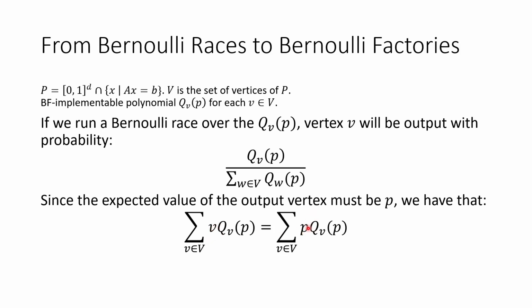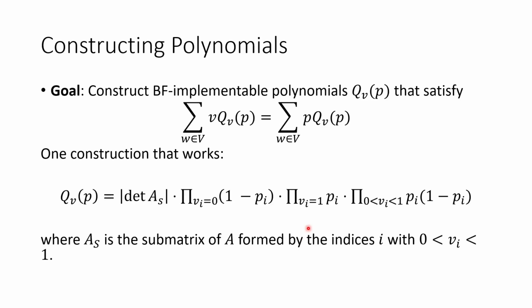But it's a collection of polynomial relations, and our goal is just to find some polynomials q sub v of p which satisfy this relationship, but that also are efficiently implementable by Bernoulli factories. And it turns out we can do this as follows. One construction that works, and it corresponds exactly to the procedure we saw a few slides ago, is the following.